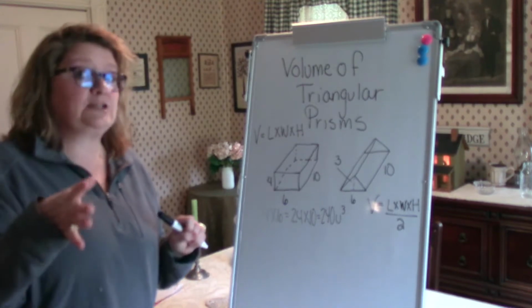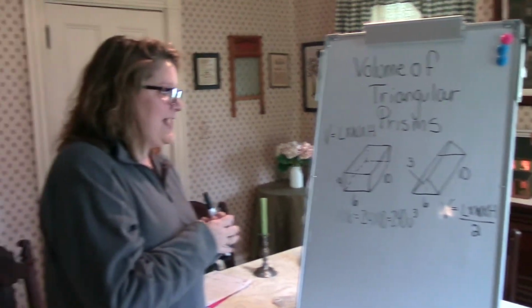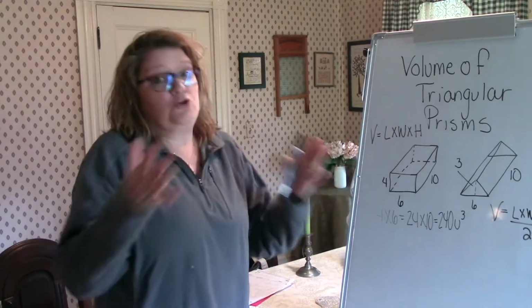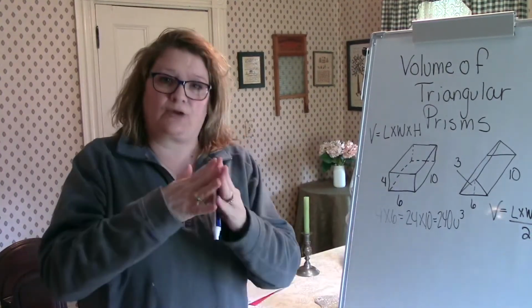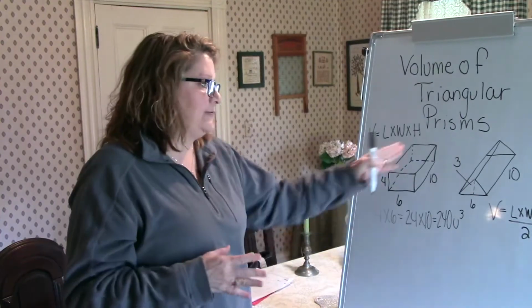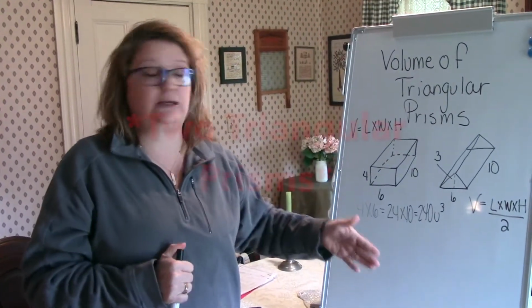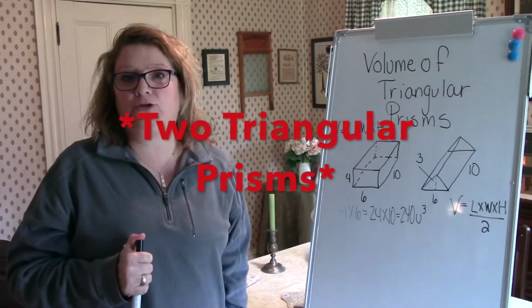So what I want to talk to you about today is that a triangular prism is simply, you could potentially get a triangular prism by taking the rectangular prism and cutting it in half diagonally. You could get 2 triangular prisms from that.